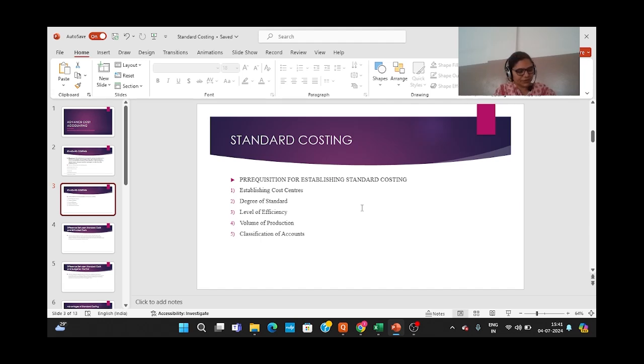Next is classification of accounts. Since there are various types of standard costing, expenses are to be grouped under proper classification and codes are to be assigned. This helps in easy collection of actual cost and comparing it with standard cost for determining deviations.